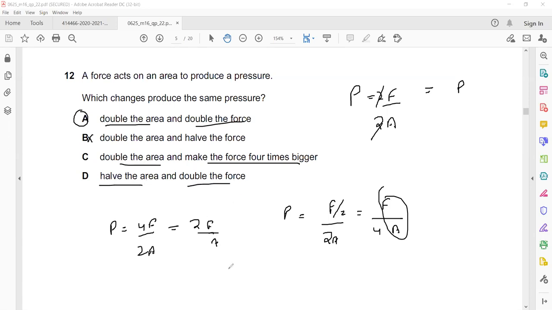Half area and double the force. If we double the force and we halve the area, when we solve, this 2 will be multiplied, so it will become 4F by A. So in this change, the pressure will become 4 times. In this change, the pressure will become 2 times. This change, the pressure will become a quarter. Here, when we double the area and we double the force, the ratio remains the same. So pressure will remain the same as P, equal to the original pressure.